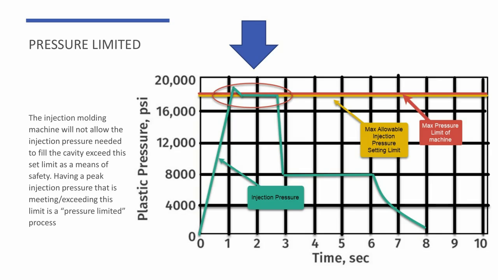There's another form of that, and that is when the molding machine will not allow the injection pressure needed to fill the cavity to exceed this set limit, and will flatline at this limit, as it was told to, based on the pressure value that was entered. Having a peak injection pressure that is meeting or exceeding this limit is a pressure limited process. Not to mention running a process like this at the max limit on the machine's end. In this case, not only are we hitting the actual max machine pressure limit, we have our limit set to it. So we're at 100% of what's capable.